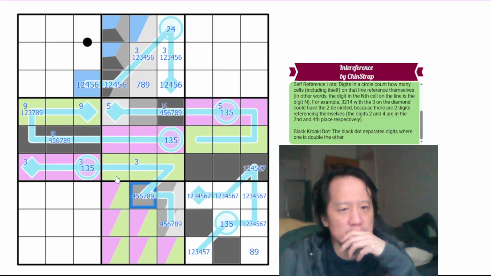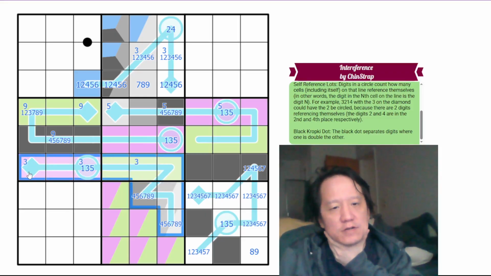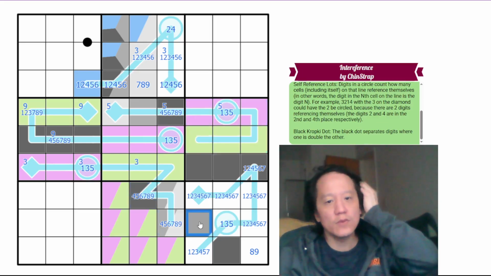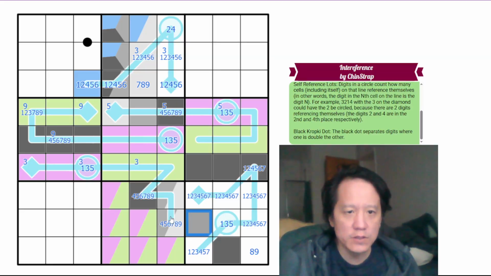So 7 can only be in green and dark here. 7 can only be in green and dark in this index line, because it's the same as that digit, which is where 3 must be. Interesting. So one of the other ones has to be 4 through 9. Which means we have two non-self-indexers then, or self-referencers. And in light, medium, and dark.